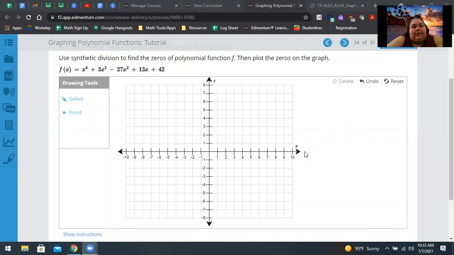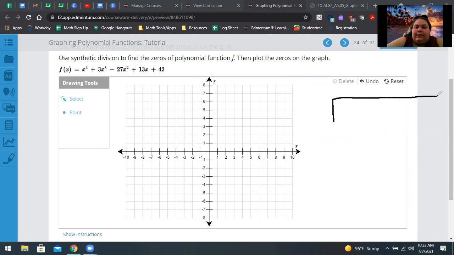So all the powers have to be in descending order. Let's go ahead and count it off. I have x to the fourth, to the third, to the 2, that's to the 1, and 0. So it's already in order. So let's set up our synthetic division. I think we set it up like this.